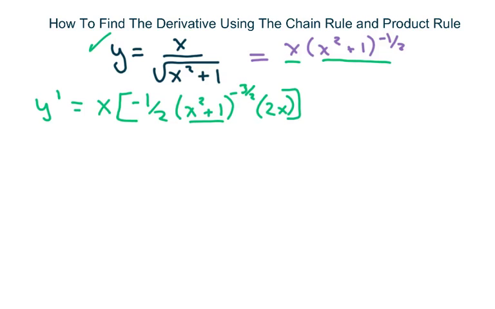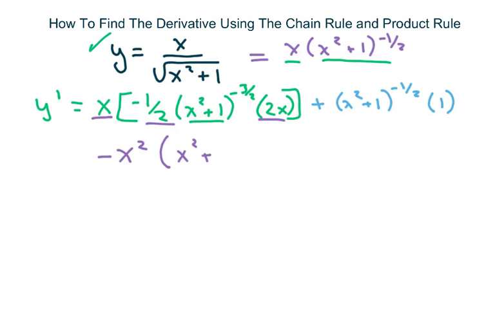Alright, and then the second part is you add this second function times the derivative of the first function, which is just 1. Now, I'm going to go ahead and multiply these three pieces, and you're going to get negative x squared times (x squared plus 1) to the negative 3/2. And then over here we have plus (x squared plus 1) to the negative 1/2.